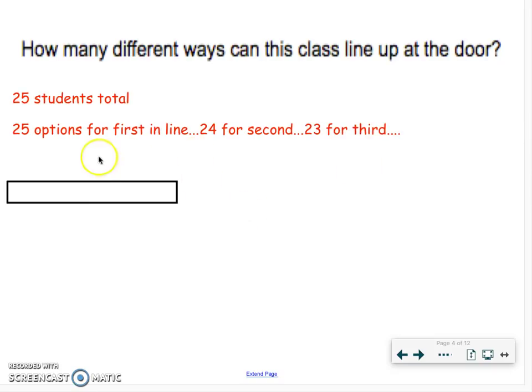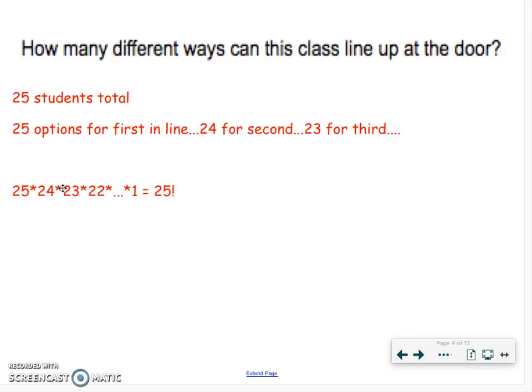And then you'd have 23 for the third spot, and so on and so forth. And so what you'll see is that you're really just going to be multiplying 25 times 24 times 23 all the way down to 1. Well, if we remember from the first page, that's just simply going to be 25 factorial. And you'll see that if you plug in 25 factorial into your calculator, it's going to give you some weird answer. So that's why I'm okay with us just leaving big numbers like that as the factorial. Okay, so that one would be fine to leave as 25 factorial.